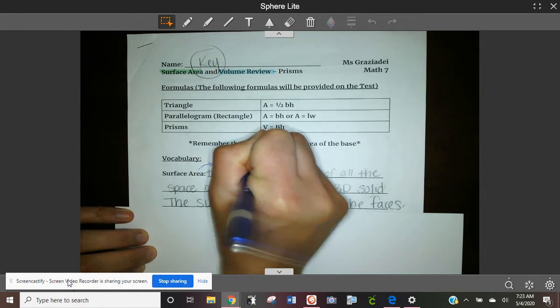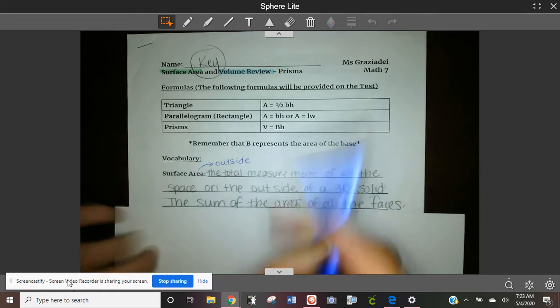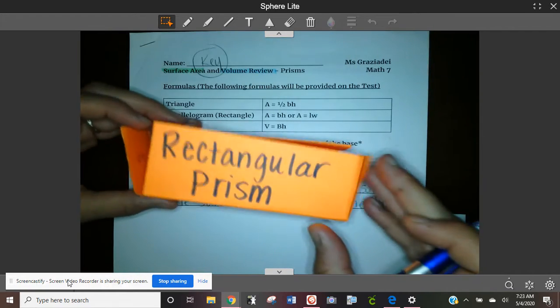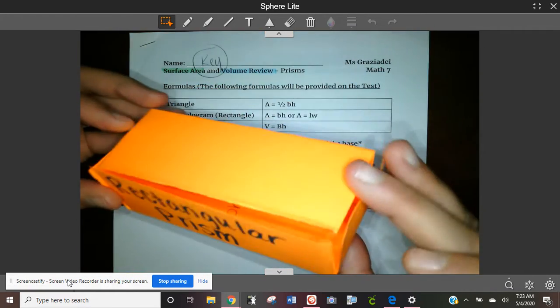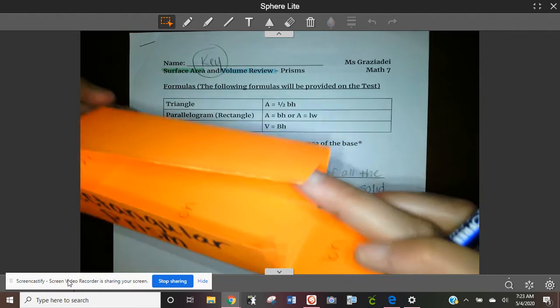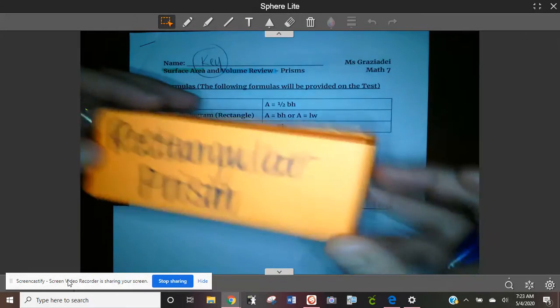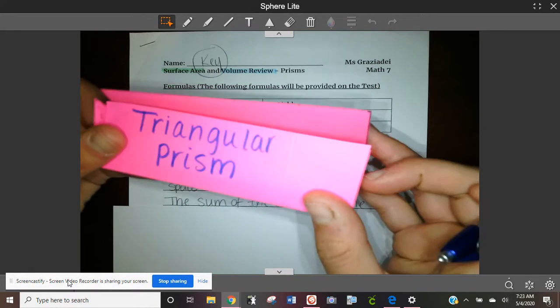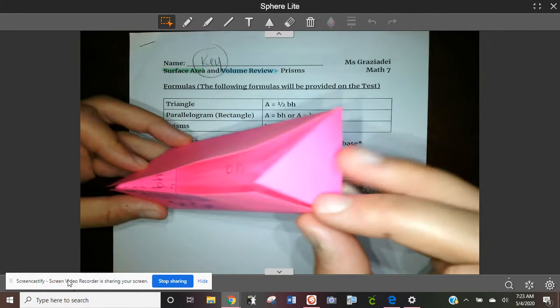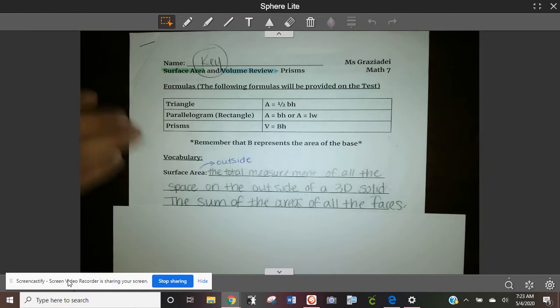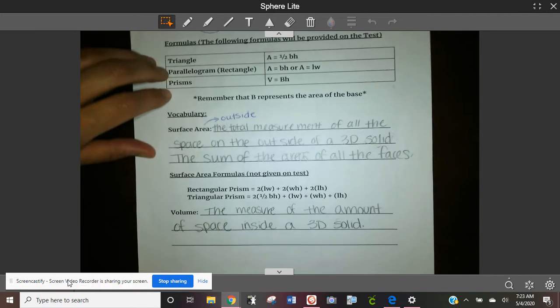Okay, so outside. Basically we had our two prisms. So our rectangular prism, the outside, so basically the paper that it took me to create this, that would be the surface area. Same thing for the triangular prism. The paper that it took me to make that. Now today we're going to talk about volume.